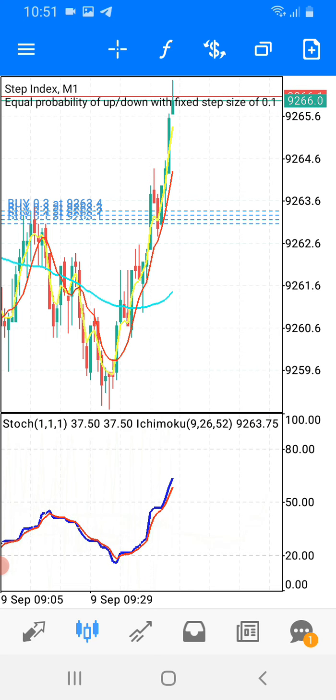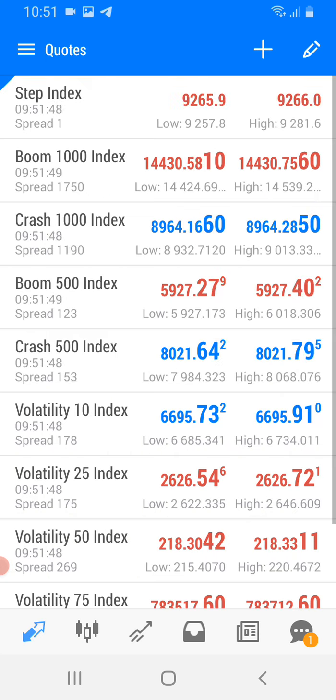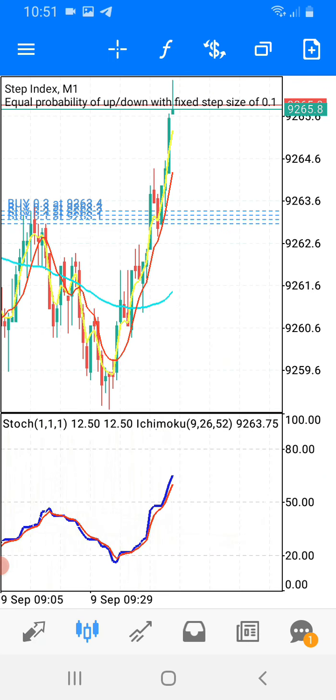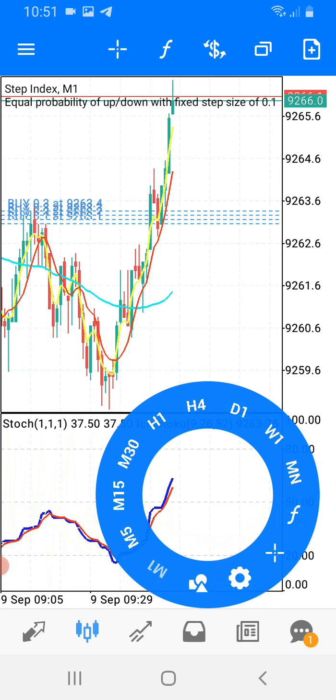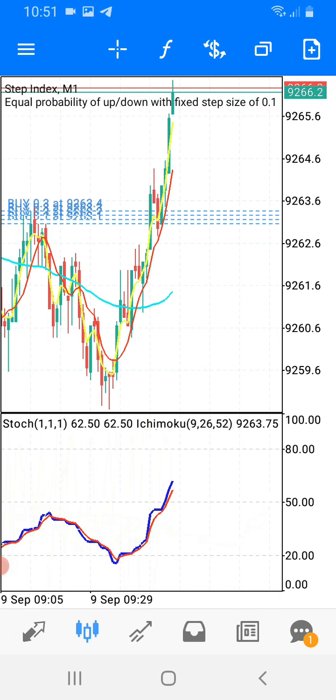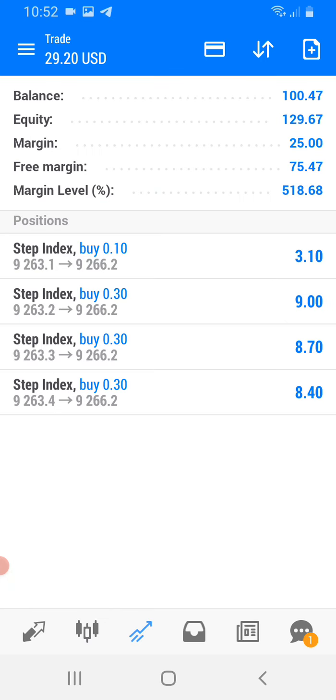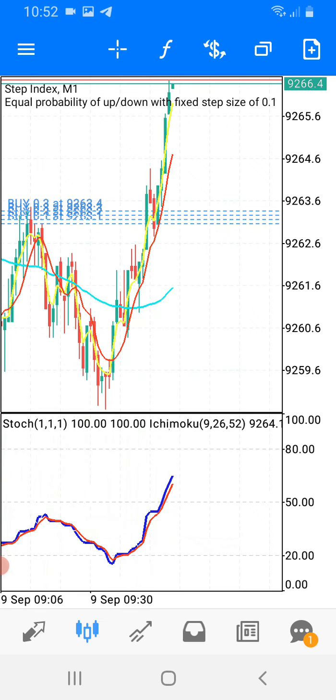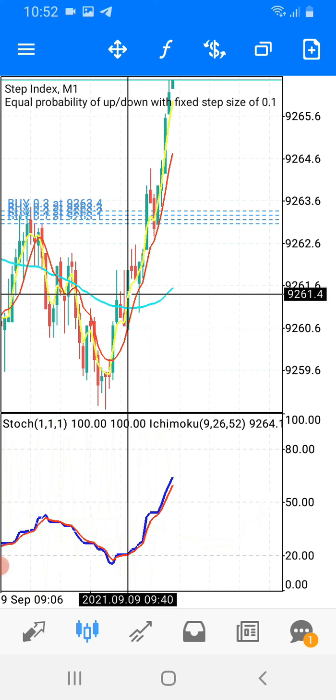This is our Stepping the strategy. As you can see, Stepping the strategy. I'm trading Stepping now using the Stepping the strategy. So, guys, as you can see, the strategy is paying and it's working. You can see I'm in profit of $30 trading Stepping.